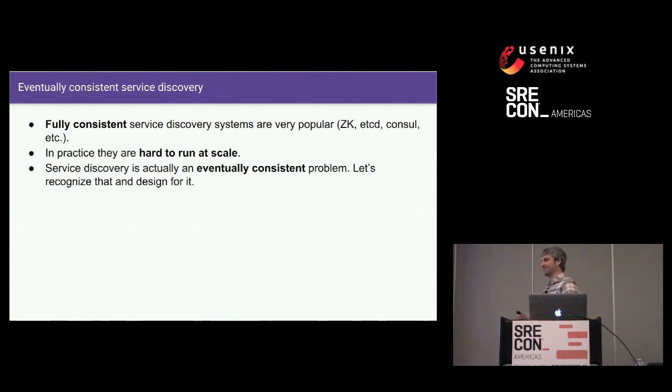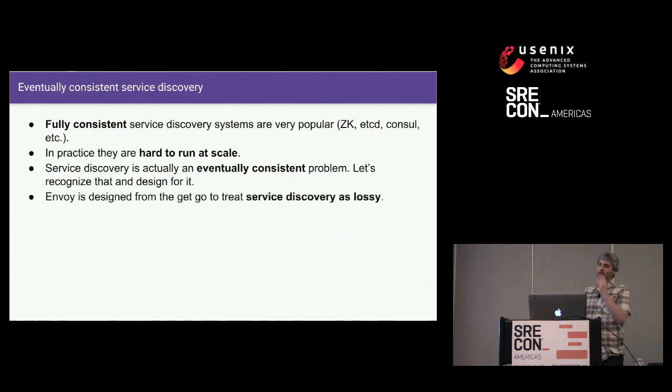It's not fully consistent. It's not required that every node has an exactly synchronized view of every other node. It's sufficient that every node eventually converges. And one of my general principles of doing these types of things is that if you can take a fully consistent problem and make it eventually consistent, you might as well make it eventually consistent. So what we did is we designed Envoy from the get-go to treat service discovery as lossy.